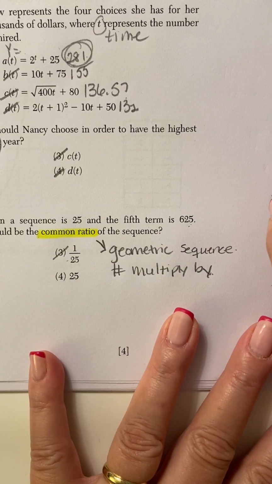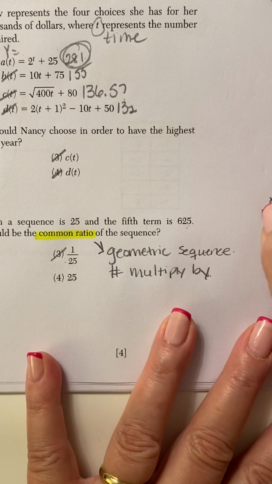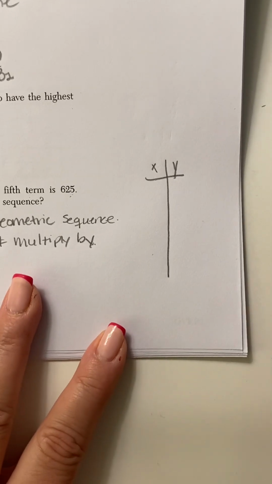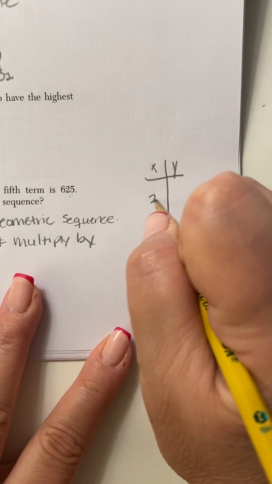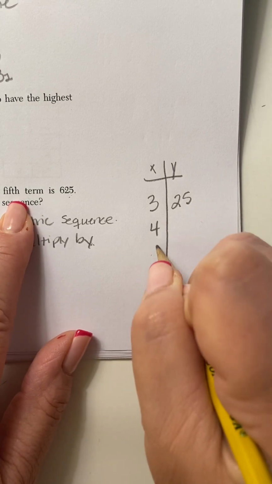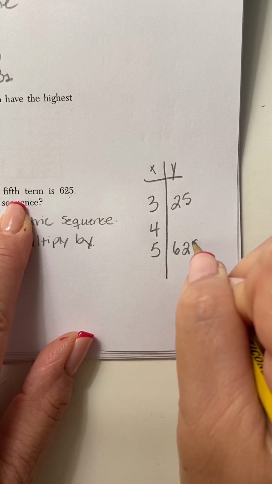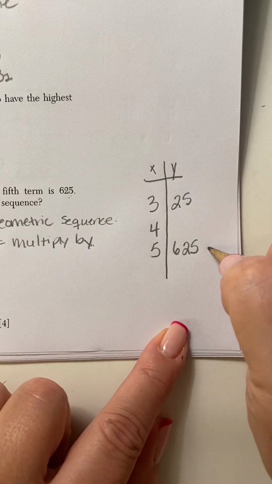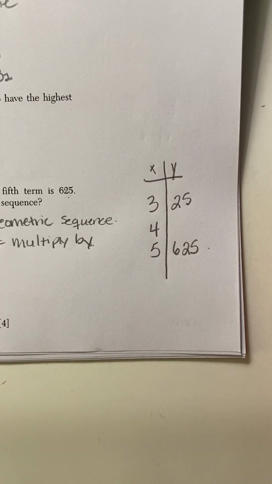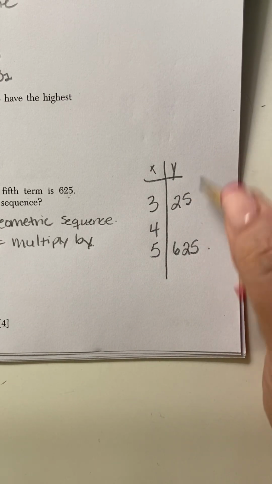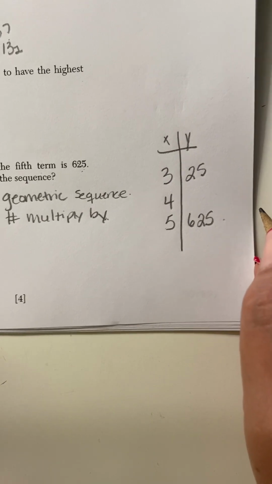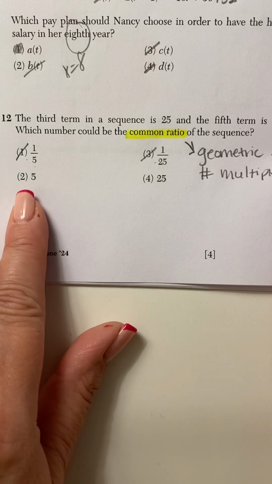Okay, I have my x values, I have my y values, and I'm just, oops, sorry, I'm not on the screen, just organizing this information. So the problem says that my third term is 25, and my fifth term is 625. Okay, and they are getting larger, so it's not going to be the fraction numbers. Okay, so at this point, a couple things you can do. You can sit there and figure it out, or you can use your choices, right? Think smarter, not harder.